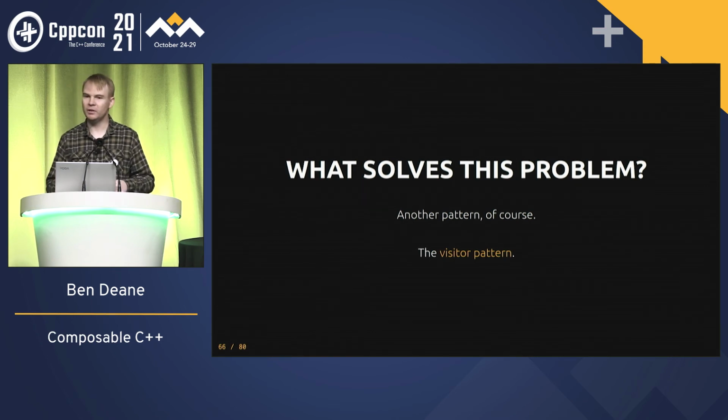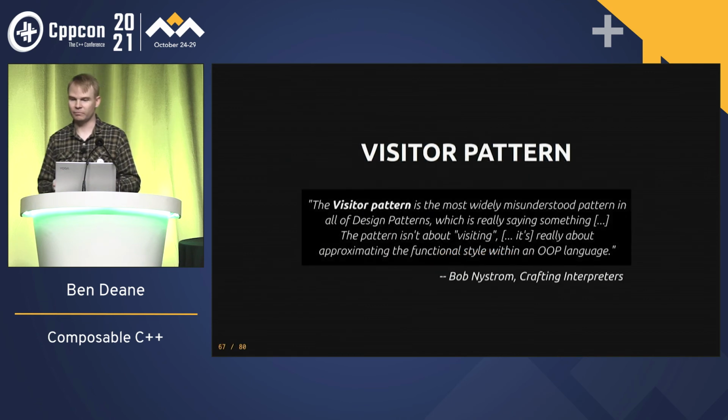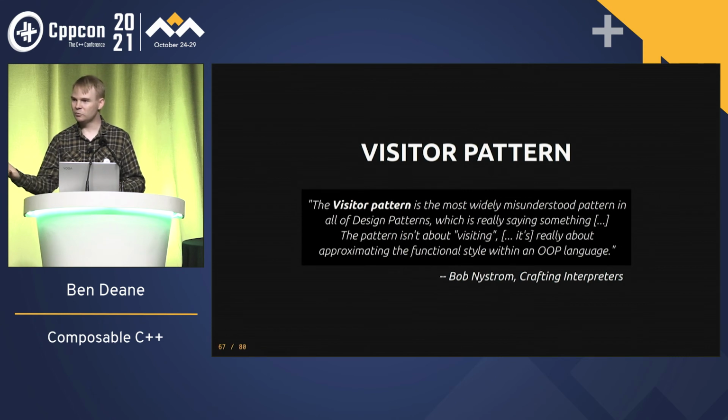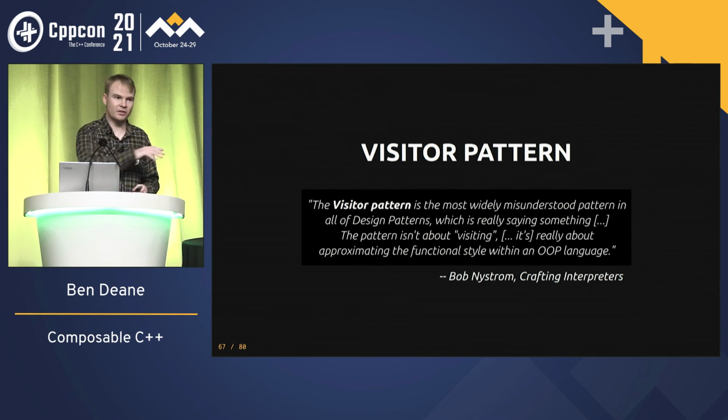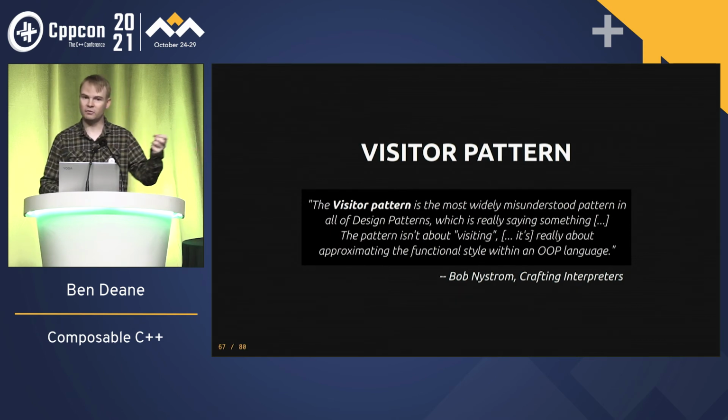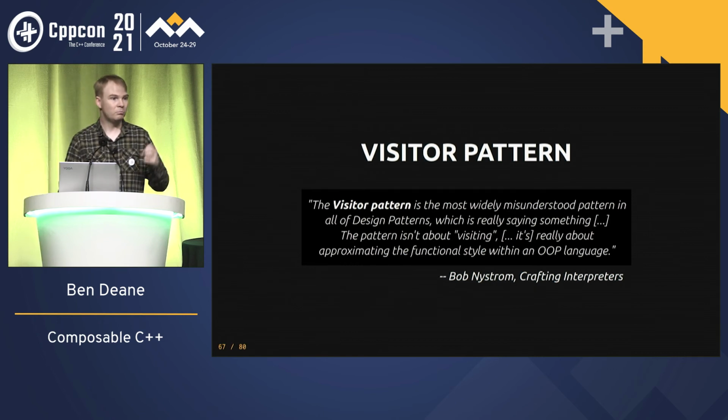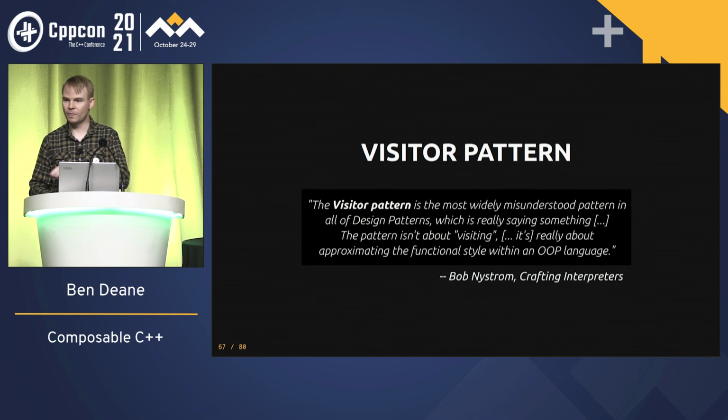What solves this problem in classical object orientation is the visitor pattern, right? The visitor pattern solves the expression problem, well, it flips from one paradigm to the other. It's kind of misunderstood. It's not really about visiting, but it is about taking the state of affairs where it's easy to add types and hard to add functionality, and flipping it to the other side where it's easier to add functionality. You can add a new visitor that represents some functionality. But with the visitor pattern, it's harder to add types. As Bob Nystrom said in his recent book, which by the way is really excellent, Crafting Interpreters, the visitor pattern is about approximating the functional style in an OO language.